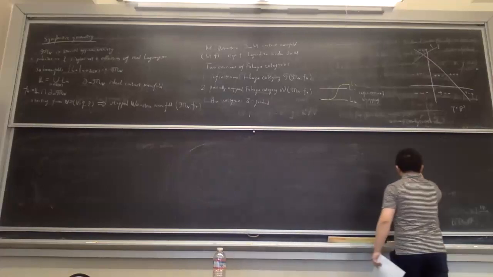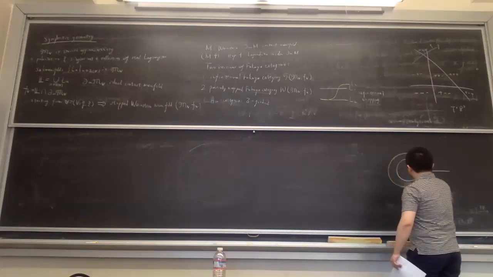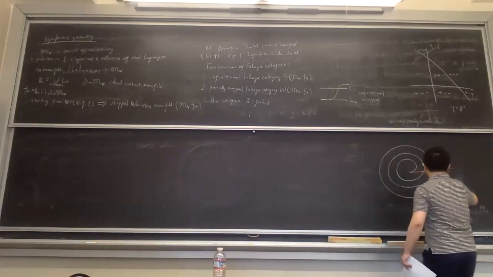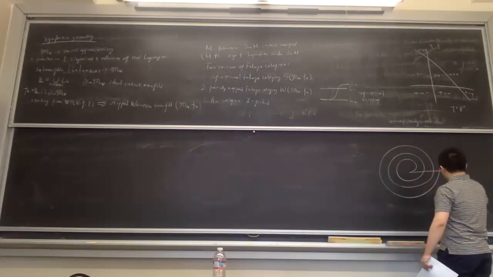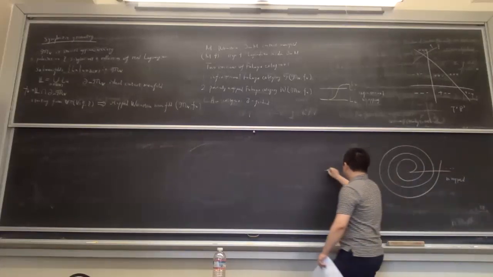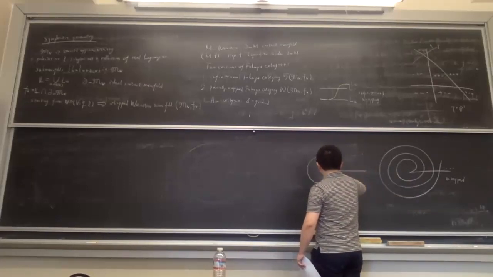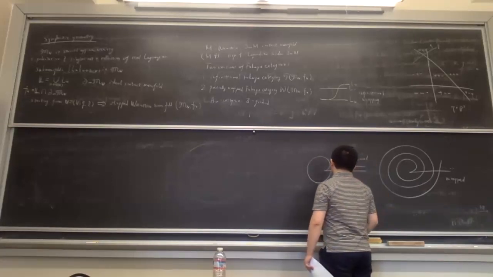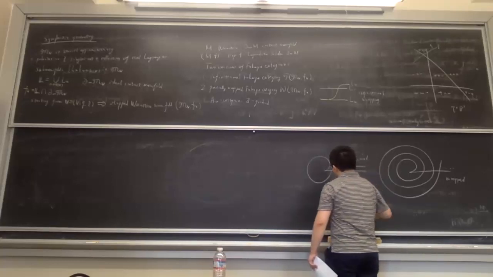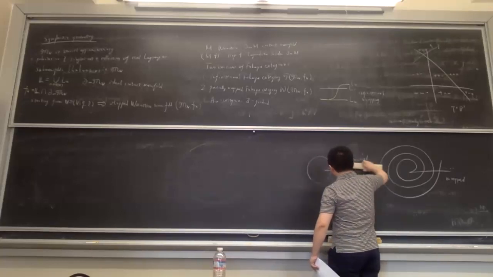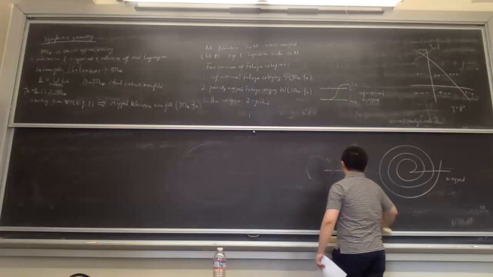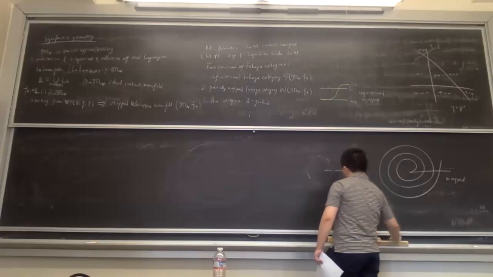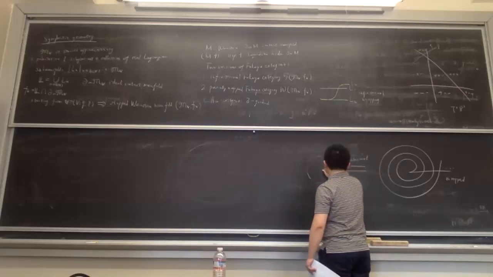So basically the wrapped Fukaya category is like this. You have infinitely many intersection points. So this is wrapped. Infinitesimally wrapped is that you do this thing. So this is infinitesimal. What happens at infinity is you don't have intersection points running away.